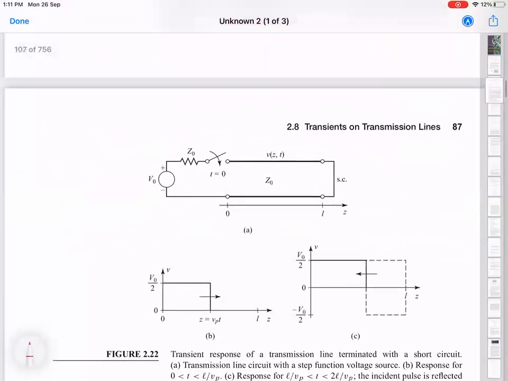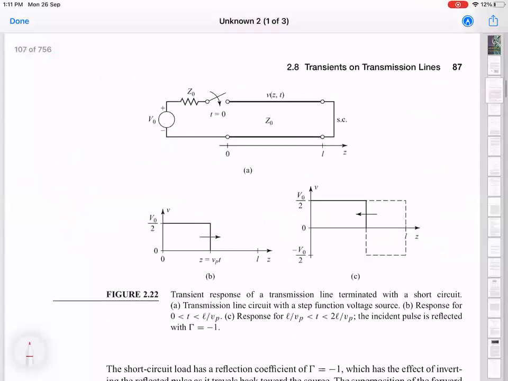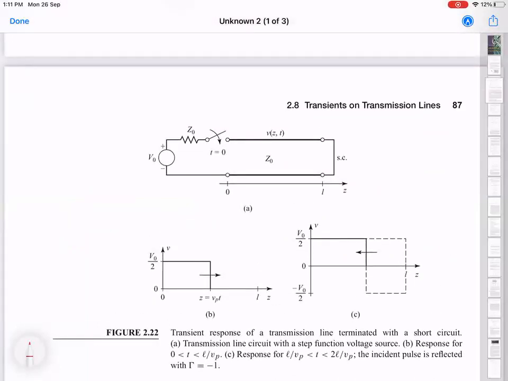A slightly more complicated version of this is this. When you have a short circuit at this end, what's the steady state voltage at this point? Everything is the same. The only thing we have changed now is that the load is now a short, zero impedance. So the steady state voltage at this point is, we know, V0 by 2. Any other answer?